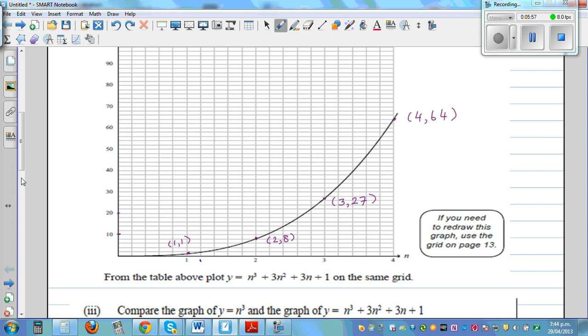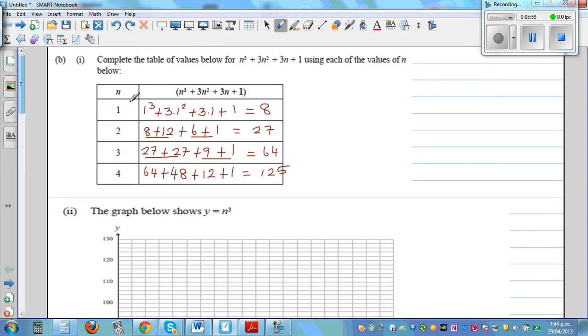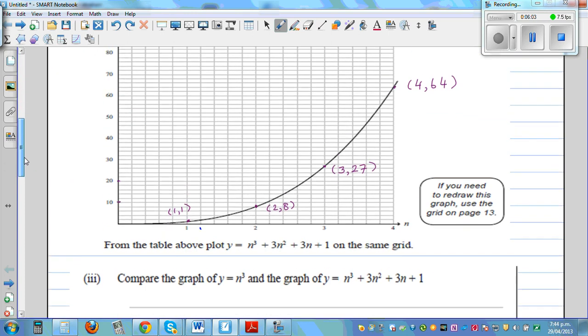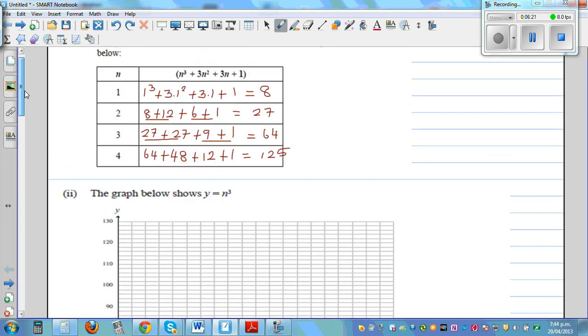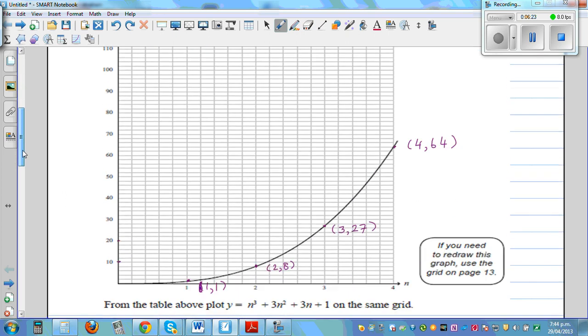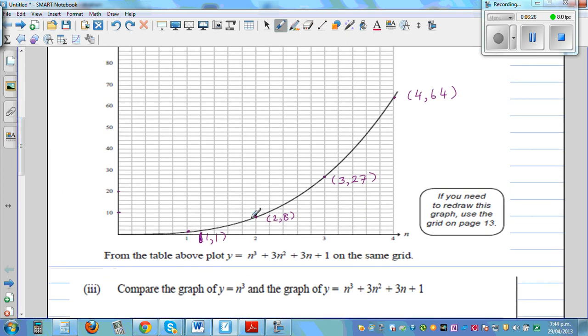So let's plot these points. This point is 1 comma 8. So let me write 1 comma 1 down. This point is 1 comma 1. The point that we want to plot is 1 comma 8. So how do you plot? You already know 8 on the y-axis. So this is very easy to plot. So this is 1 comma 8.